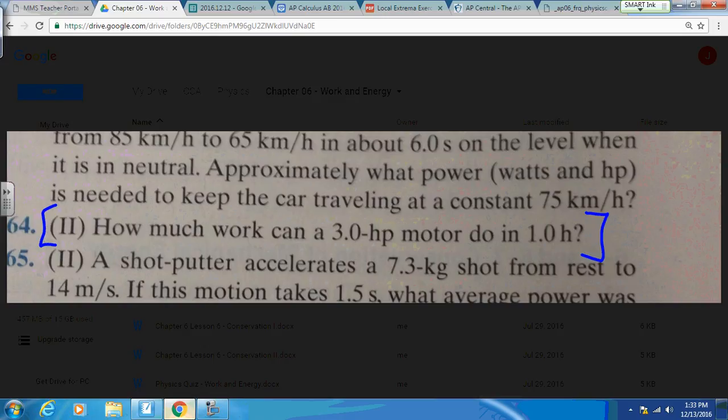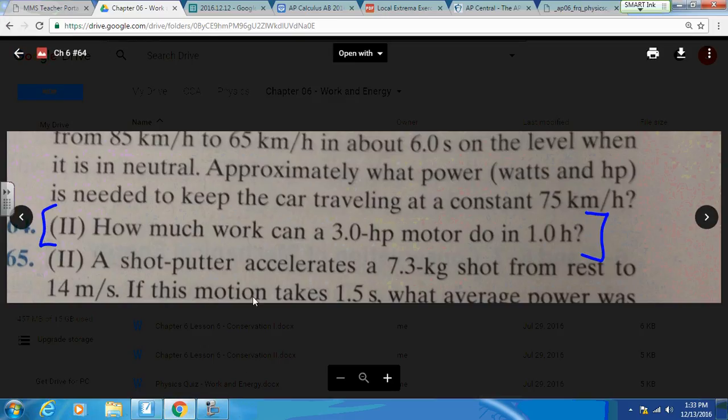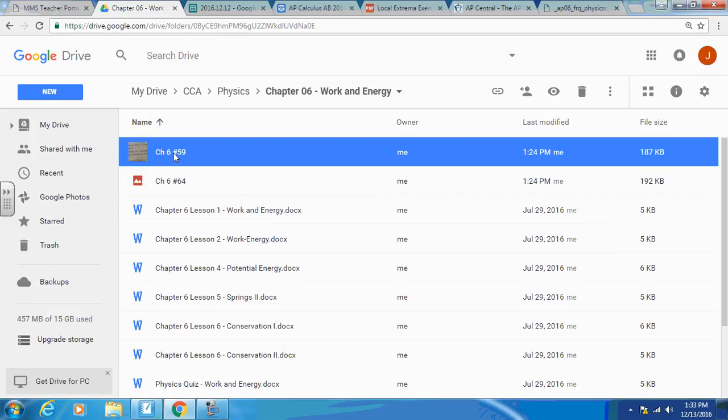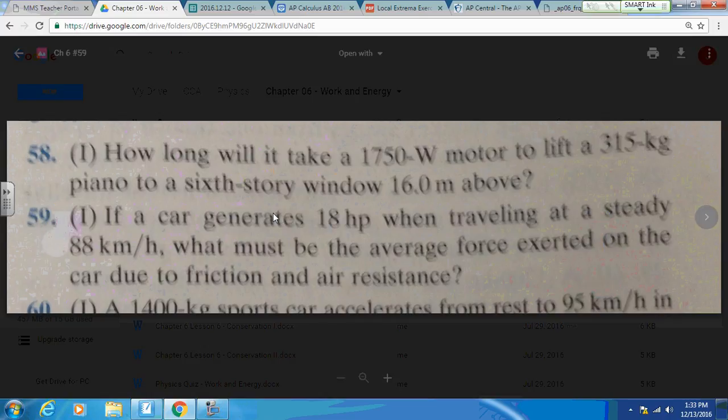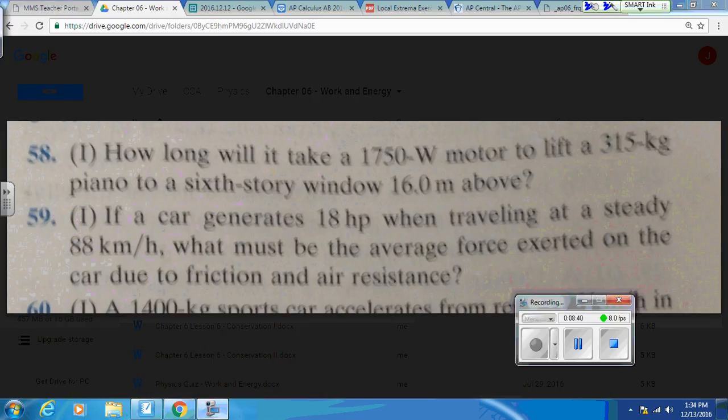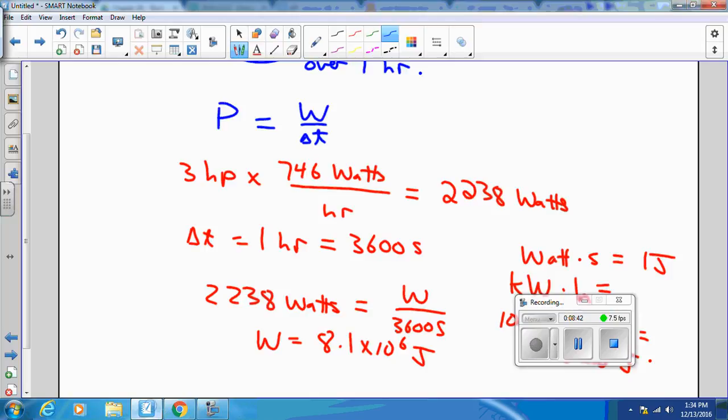Let's consider a second problem. That second problem would be problem number 59 from chapter 6. If a car generates 18 horsepower while traveling at a steady rate of 88 kilometers per hour, what must be the average force exerted on the car due to friction and air resistance?